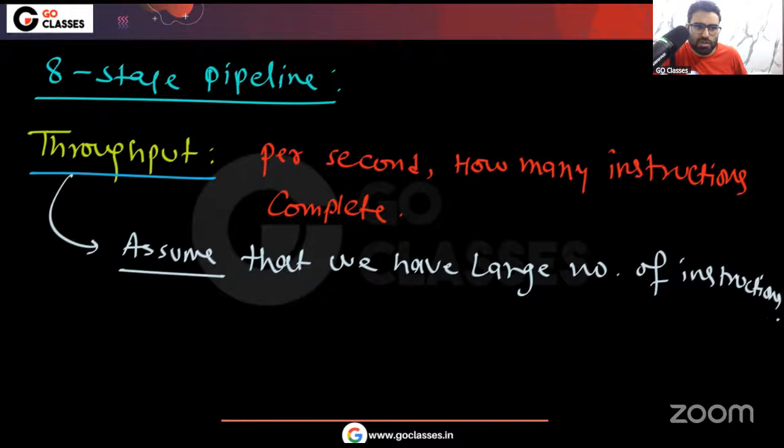So here what will be the answer? You can see that one instruction completes in one cycle, yes or no. So one instruction completes in one cycle, or I can say one cycle means one instruction. So what is the cycle time?